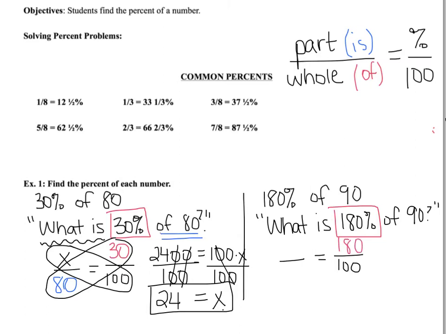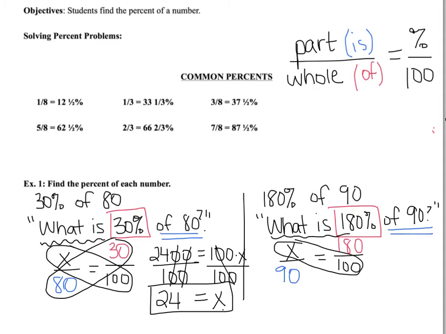Now, it's okay to have a percent that's bigger than 100. And when you put it over 100, you've got to keep the number, 180, and drop the percent sign. My next number that I have left is of 90. If I look back up at my is over of, of goes on the denominator, so 90 goes on the bottom. And x is going to go in the numerator since we don't know what is.